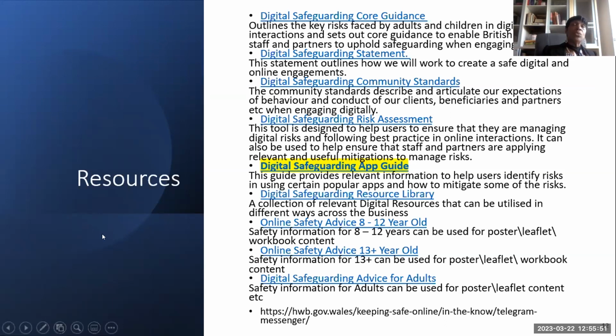But we also have a digital risk assessment. So if the app is not in the guidance, use the digital risk assessment to see what possible measures you can put in place to minimize or reduce any potential risk in terms of the apps or the platforms that you are using. And as you can see, we've got our core guidance, our statements, and online safety for children, for adults, for teenagers, etc. You can access any of this information via our website.